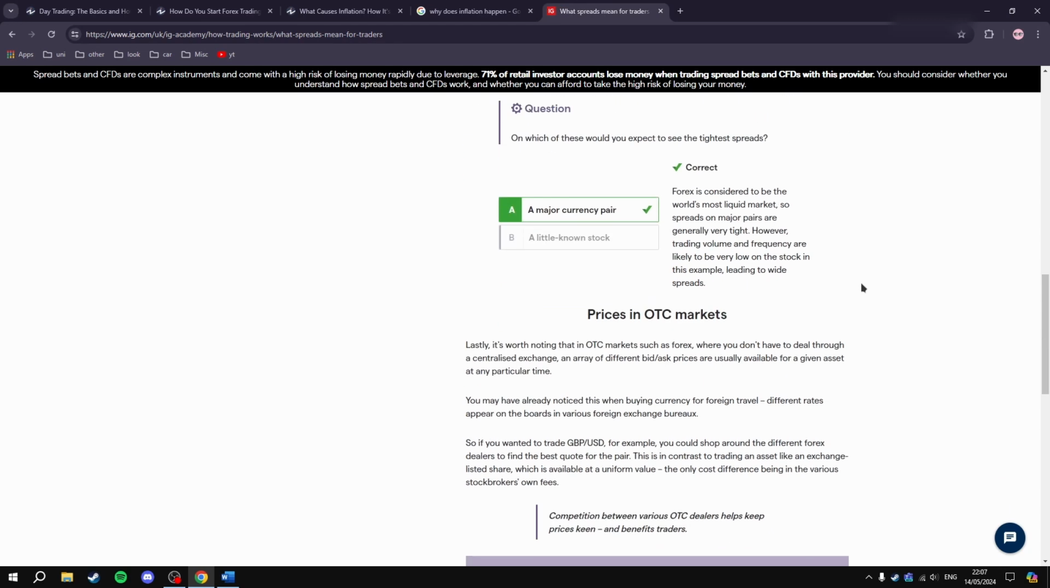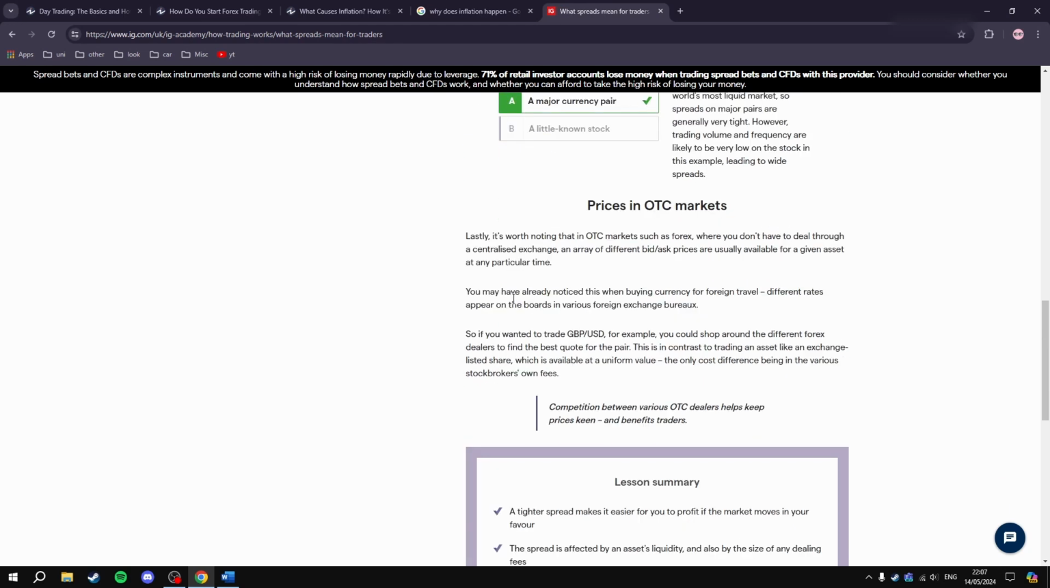Prices in over-the-counter markets. Lastly, it's worth noting that in over-the-counter markets such as Forex, where you don't have to deal through a centralized exchange, an array of different bid/ask prices are usually available for a given asset at any particular time. You may have already noticed this when buying currency for foreign travel. Different rates appear on the boards in various foreign exchange bureaux. So if you wanted to trade GBP USD, for example, you could shop around the different Forex dealers to find the best quote for the pair.